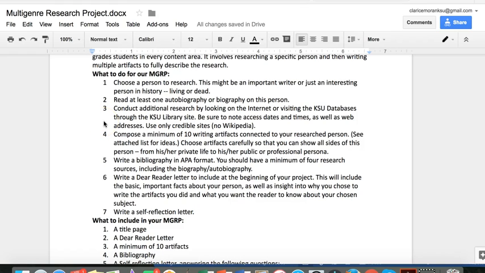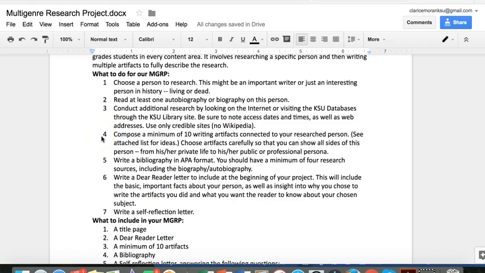Then you're going to need to conduct some additional research by looking on the internet or visiting the KSU databases through the KSU library site. If you go to the library site, be sure to write down your access dates and times and the web addresses so that you can put that in your bibliography. Please use only credible sites, no Wikipedia. I don't mind if you use Wikipedia as a jumping off point because sometimes they have other resources hyperlinked in there, but don't use Wikipedia as one of your sources.